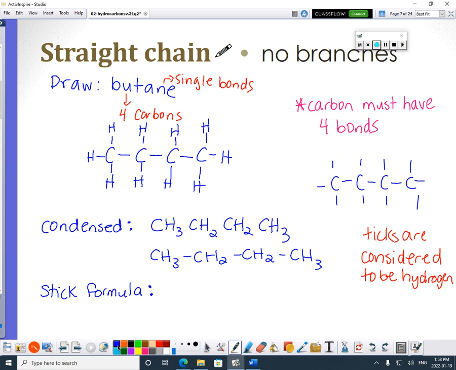So the stick formula is commonly used as you get more advanced because it gets rid of the filler, which is the hydrogens, and it also tries to show what happens when you put 2 tetrahedrons together, like 2 carbon atoms that are tetrahedral. You do get a jagged zigzag shape. So each point is a carbon. So 1, 2, 3, 4. You don't need to draw this in, but I will show you: this is a carbon, this is a carbon, this is a carbon, this is a carbon.